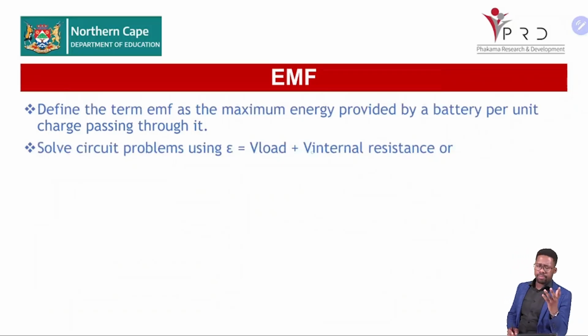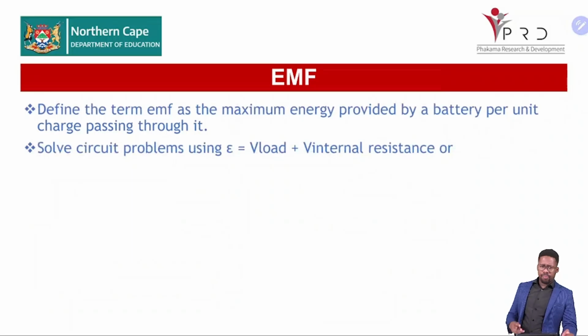Like for instance, when you buy a battery to replace the one battery on the watch at home, the battery is written 1.5 volts. And now we understand that 1.5 volts is the EMF. It is the maximum energy that battery can supply.